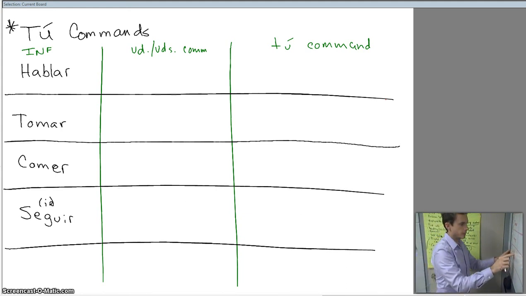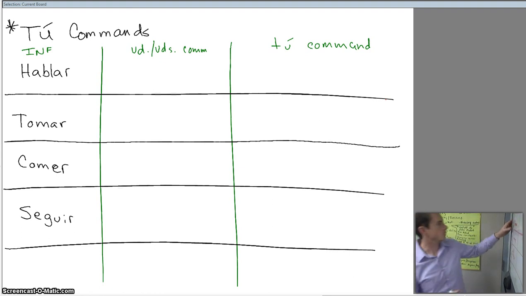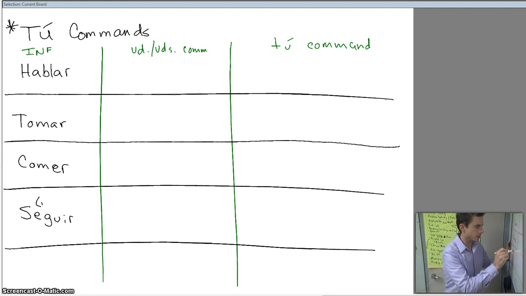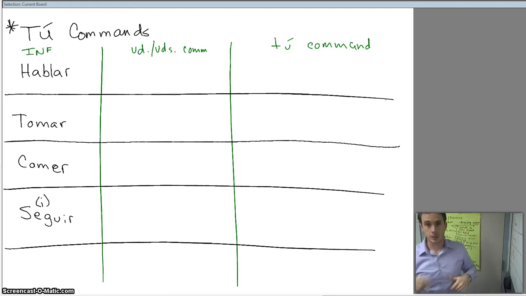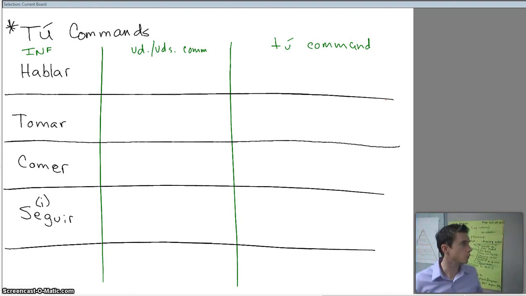Here we go. We now are going to talk about the tú commands. If you remember, you just recently went over the usted commands. Well, now we're going to go over the tú commands. Think about it. Your tú commands are going to be the commands that you give to your peers, your friends, people that you would address in the tú form, alright? So to your dog, to your neighbor, to your classmate, that's who you would give a tú command to.